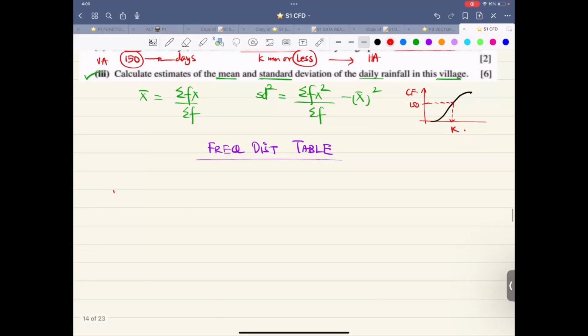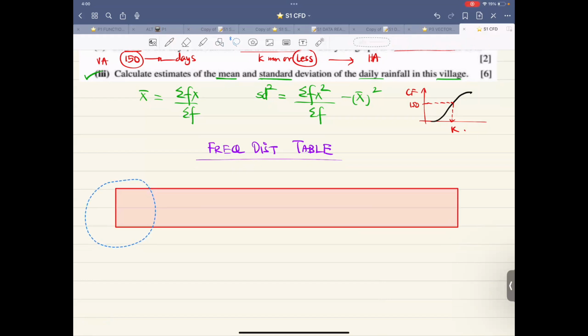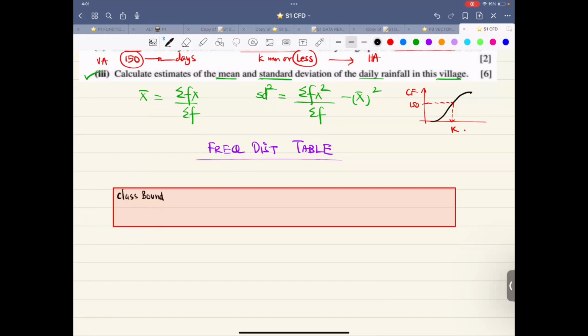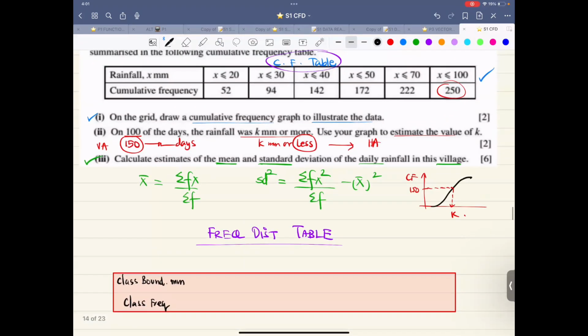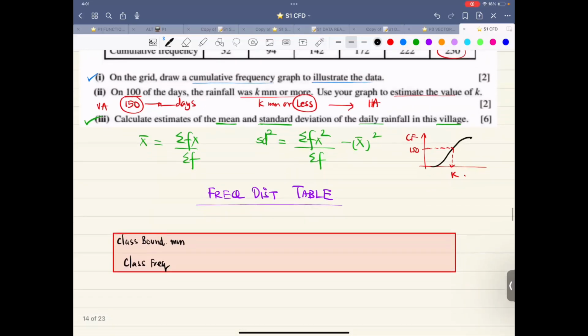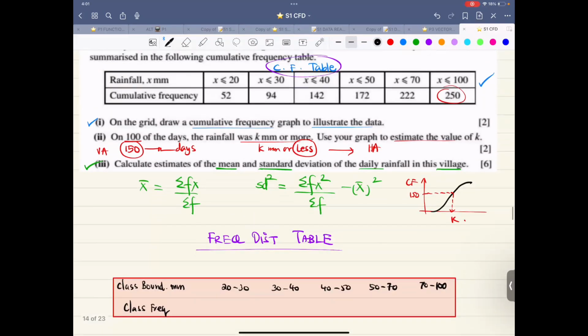So let me just draw a grid so that I can fit in the values. And let me write over here the class boundaries for whatever data that we are talking about, which is the rainfall in millimeters. And over here, I'll have the class frequency. Now we have these values, that is, let's say, 20 till 30, 30 till 40, 40 till 50, 50 till 70, 70 till 100. So now, first of all, let me just fill up the table, 20 till 30, and then 30 till 40, and then 40 till 50, 50 till 70, and the last one is 70 till 100. Now I'm interested in the differences.